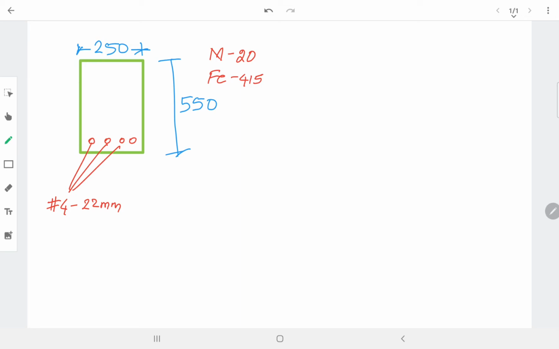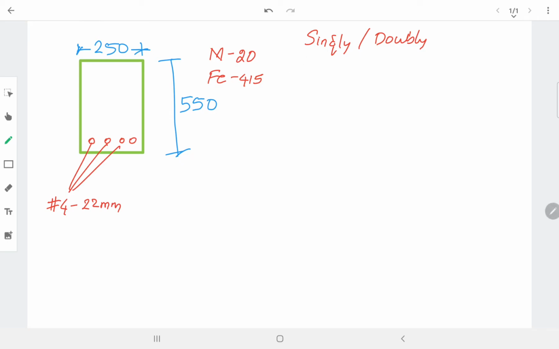These things are given. This is the given data. You don't know whether it is a singly or doubly reinforced beam. In the last session we discussed singly and doubly, and how to differentiate singly and doubly. So here he has given this much data, and we can easily calculate.